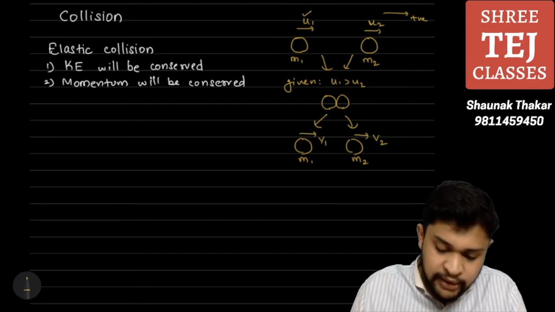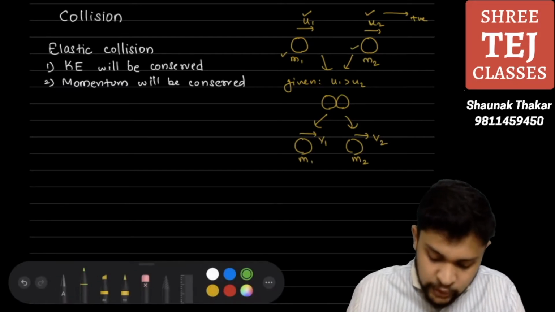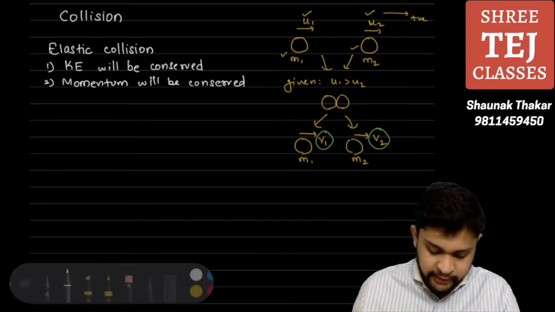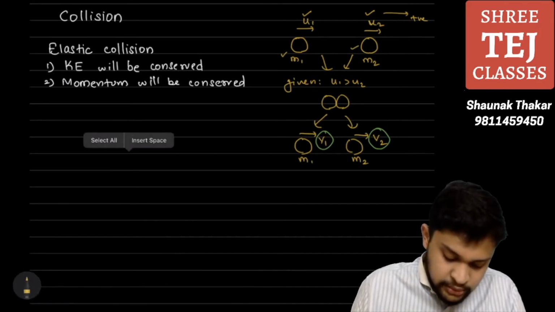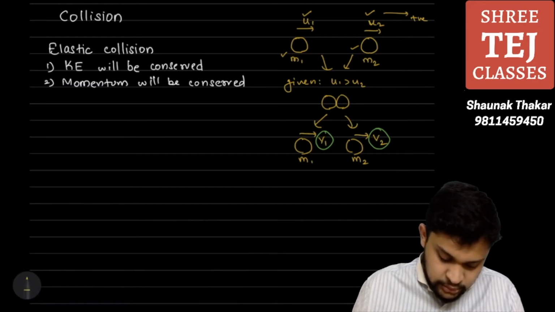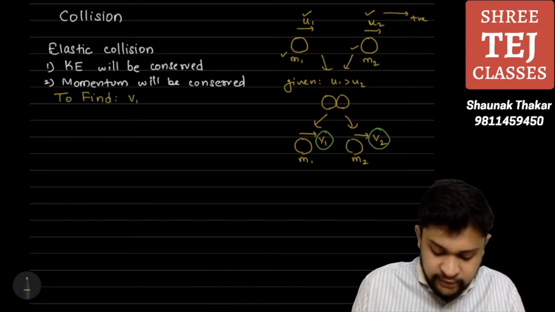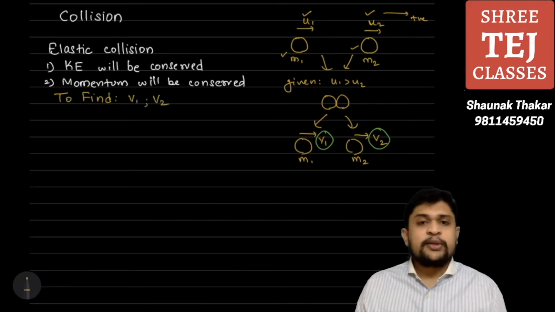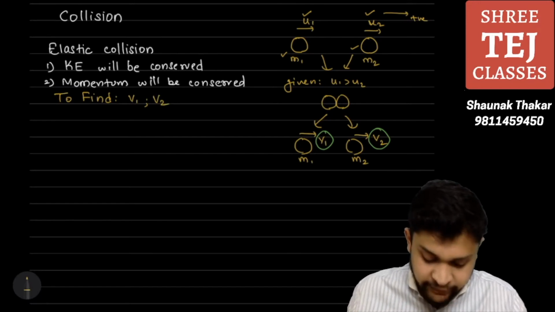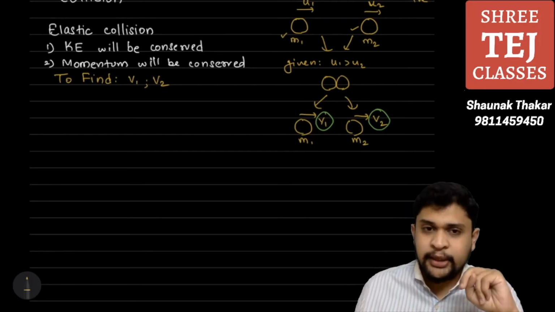Now we know u1, we know u2, we know their masses, but we do not know v1 and we do not know v2. That is what we need to find. So that is the question that we will tackle right now. We have two properties that we can use. Kinetic energy is being conserved and momentum is being conserved.